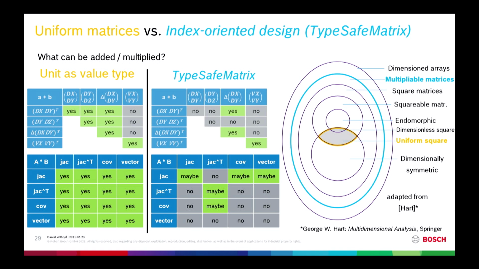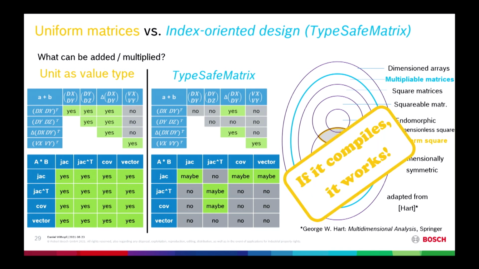And all the other operations are gray here, so all of these boxes are most likely a bug waiting to happen in your code if you do something like that with a classical linear algebra library. And again, I think this is a nice example of the slogan from the beginning. If it compiles, it works.